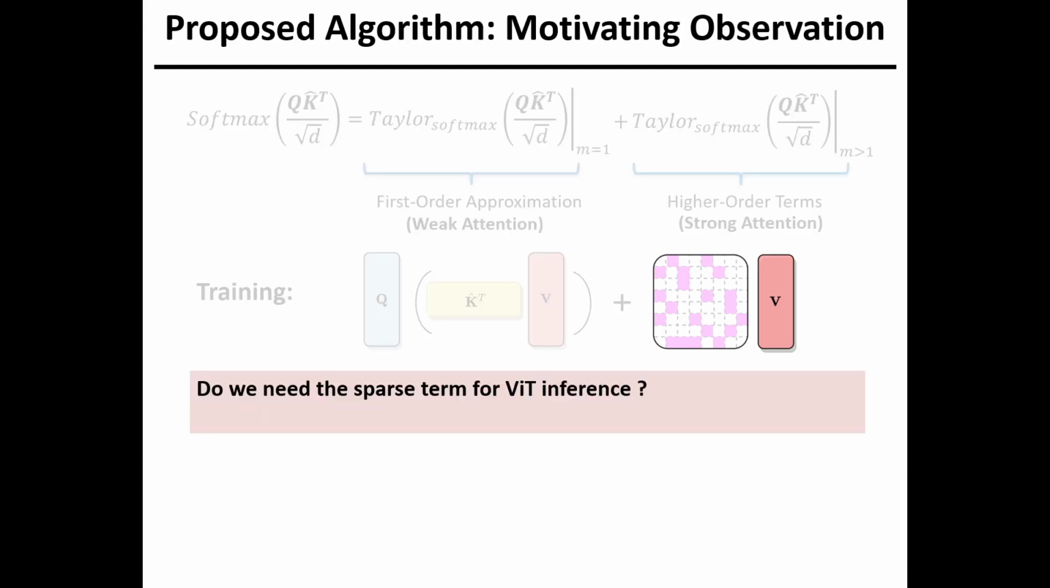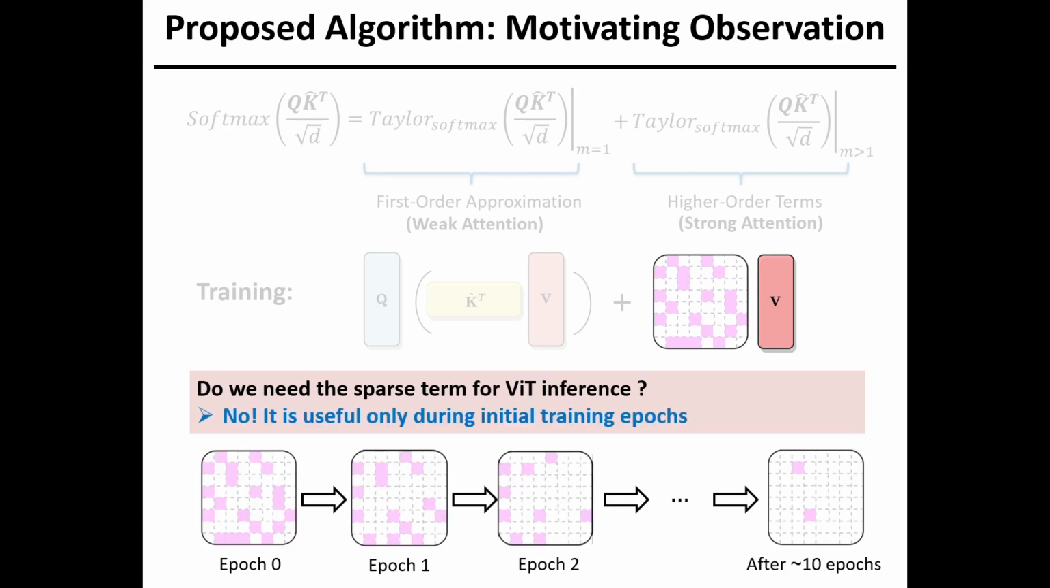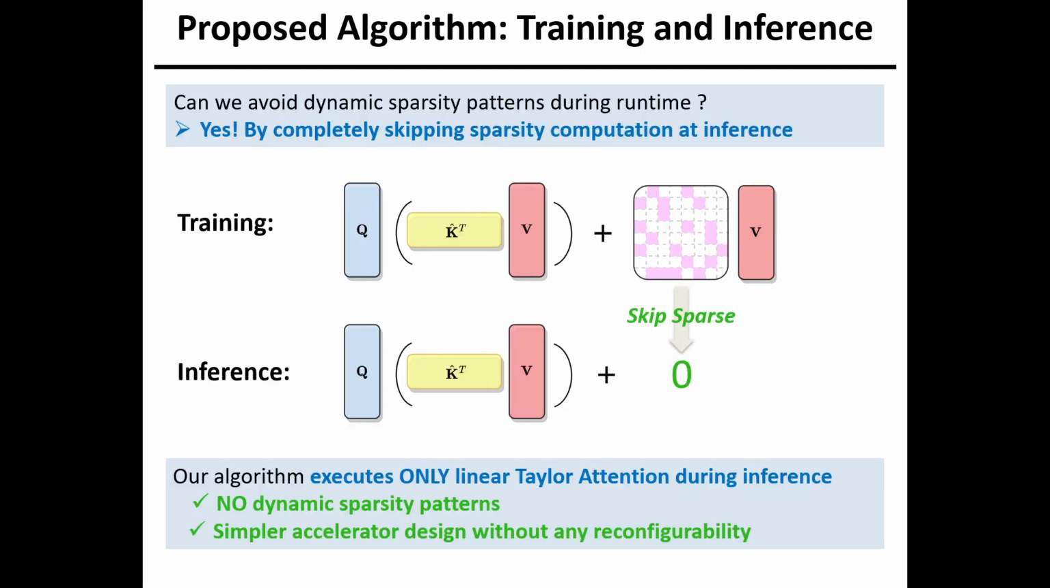And we find that the sparse attention is not necessary after training is done, because sparse attention is only useful during initial training epochs, and it actually diminishes after the first 10 epochs. Based on this observation, we can directly drop the sparse attention during inference without hurting much of the accuracy. So during inference, we only have a linear attention, and we have no dynamic sparsity patterns.